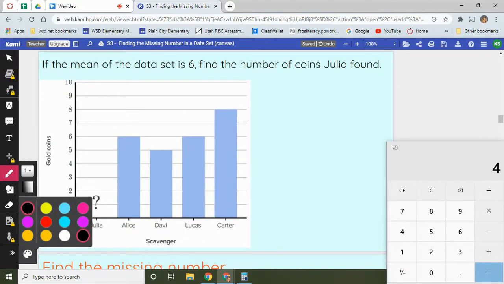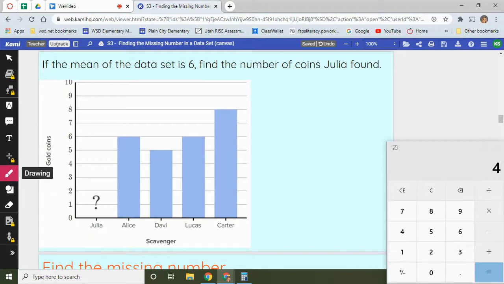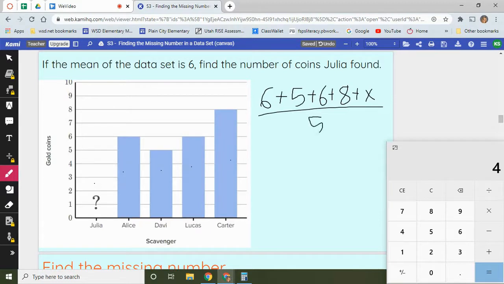Okay, if the mean of the data set is 6, find the number of coins Julia found. So we're going to have to interpret a graph here a little bit. So Alice, it says, found 6, plus Davy found 5. Lucas found 6. And Carter found 8, plus the x for Julia. We don't know hers, right? Divided by how many? Well, 1, 2, 3, 4, 5. And it says the mean is 6, so equals 6.